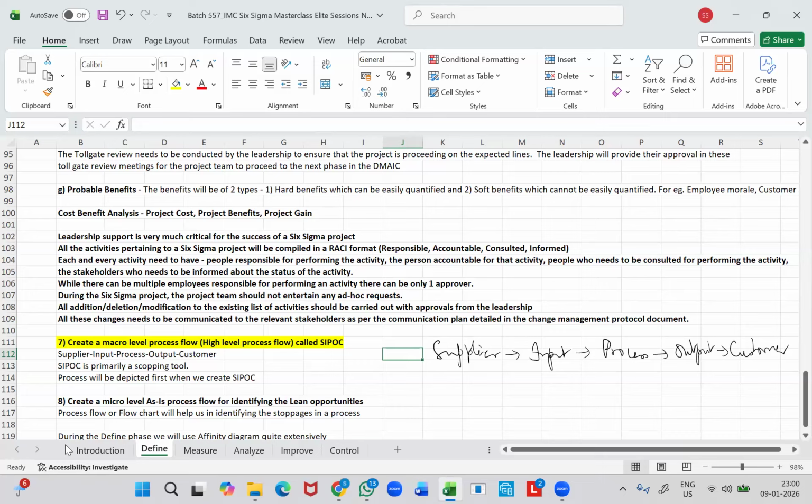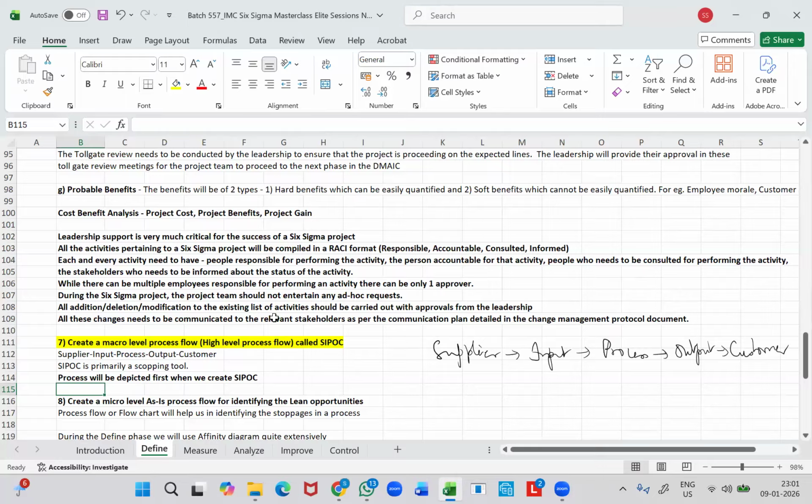So there can be multiple questions with regard to this particular pointer, which is that the process will be depicted first when we create the SIPOC. They would have asked you, which aspect will be depicted first when we create the SIPOC diagram? So you need to pick the option process, right? So that is the correct answer. So we will not go in the sequence like supplier, input, process, output, and customer.